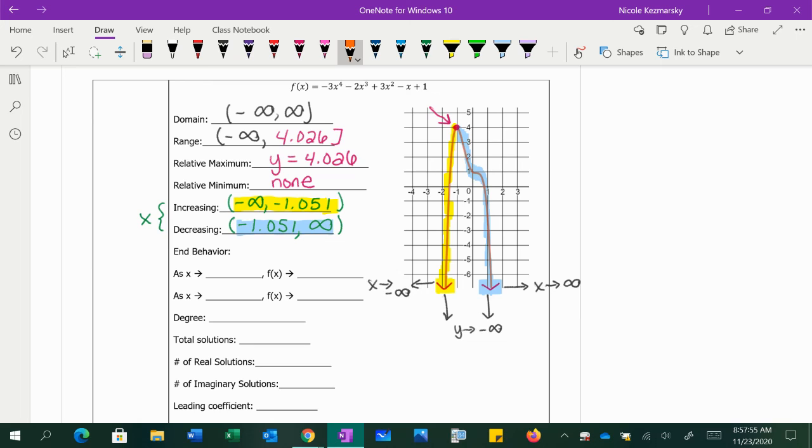Next is end behavior. So we go back to those arrows that we drew at the very beginning. And as x approaches -infinity on the yellow arrow, f of x also approaches negative infinity on the yellow arrow. And then for the blue arrow, as x approaches infinity, f of x approaches negative infinity on the blue arrow.